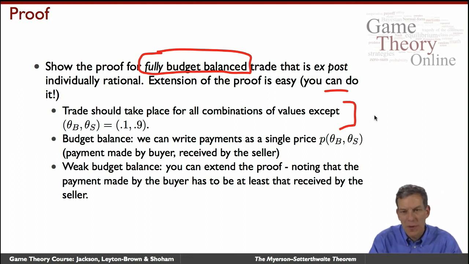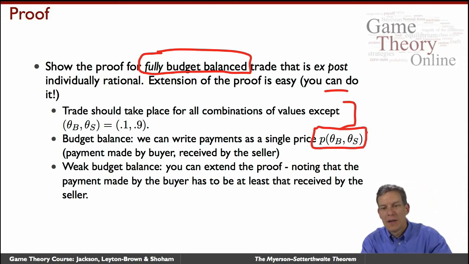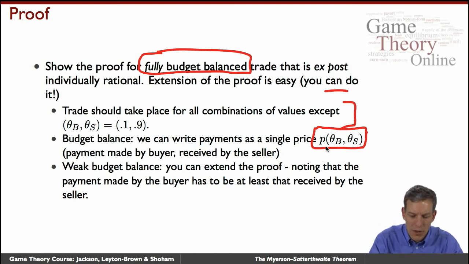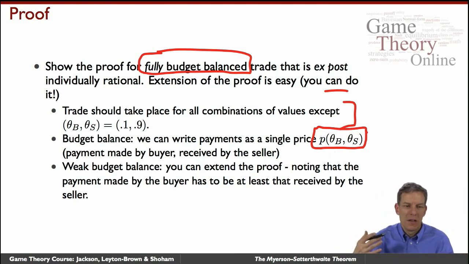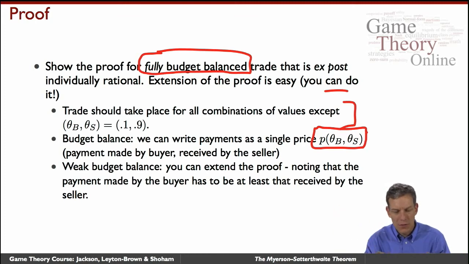And the nice part about that, just in terms of notation, is that we can write payments down, in terms of our full budget balance, just as a single price, which is the payment made by the buyer and received by the seller. So we can think of some price as a function of the buyer's and seller's values. This is the price paid from the buyer to the seller. With weak budget balance, you're going to have two prices, one paid by the buyer, the other received by the seller, and the payment made by the buyer is always going to have to be at least the payment received by the seller. You'll see quite easily that that'll bound these things, so everything we say in the proof will work through for that case.